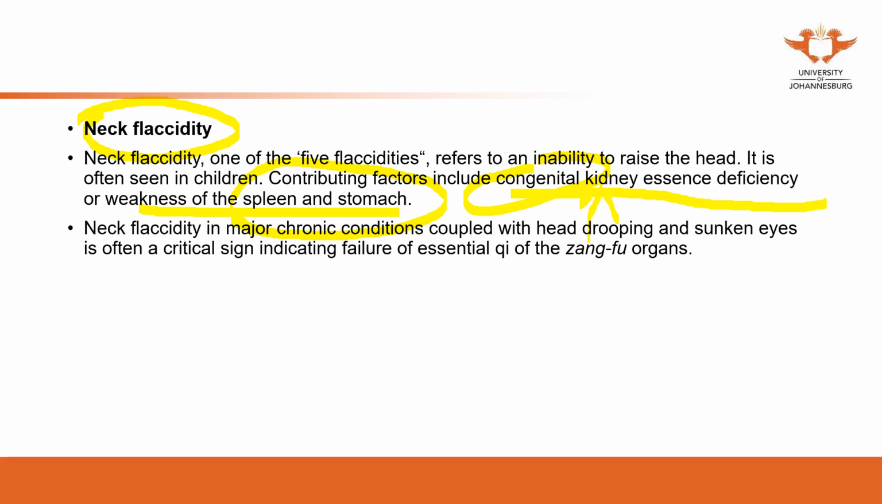Although we don't use acupuncture, or more commonly we will use herbal medicine if you don't have to use acupuncture. If you have no other choices, you can use acupuncture to help. But just in general, for this problem, acupuncture might not work as well as herbal medicine. Neck flaccidity in major chronic conditions, coupled with the head drooping and sunken eyes, is often a critical sign indicating fading of essence qi. So that's the final phase of life.